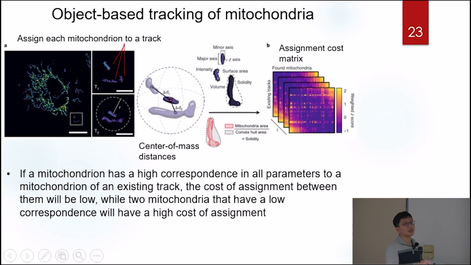So at first they assign each mitochondria a track, which means they will track them. And then they will collect different parameters of the mitochondria, including the distance in between, the z-axis, intensity, volume, and solidity.